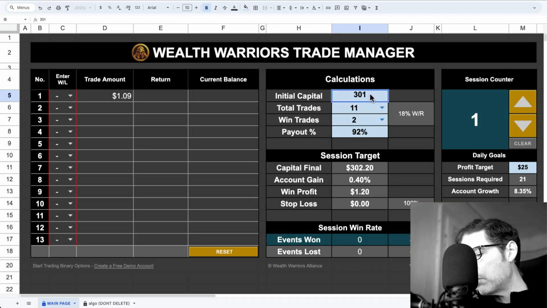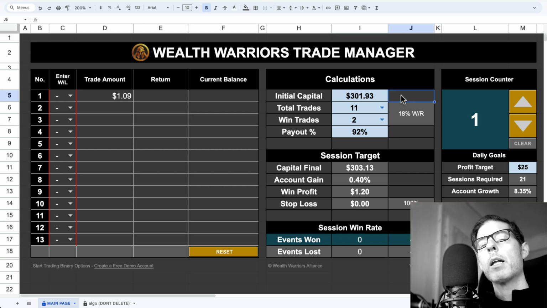And this is all you do, guys. Now, you're not going to win them all, okay? I may have got a couple lucky wins, but you do not have to win them all, especially with the trade manager. As a matter of fact, you can have a win rate as low as 25% and you can still come out profitable with this calculator. And so it's really, really powerful, guys.